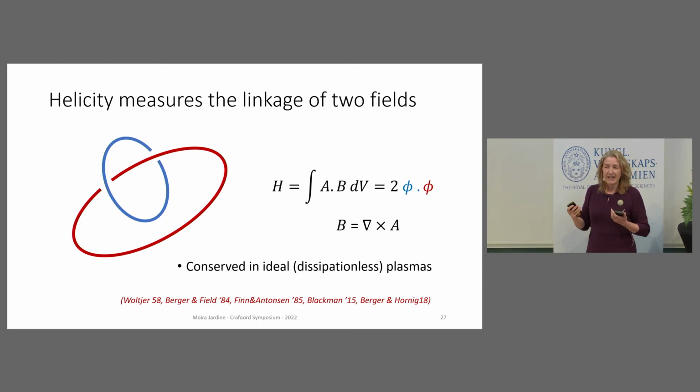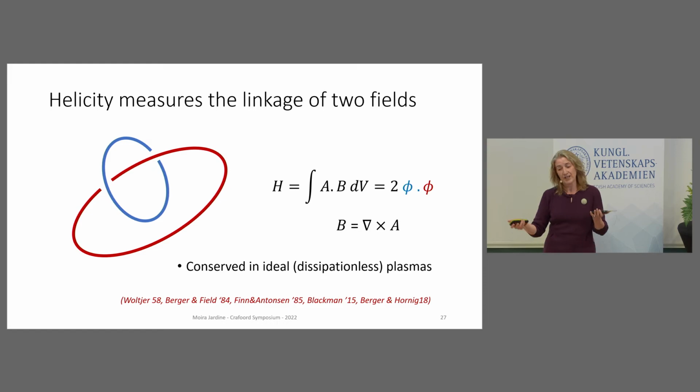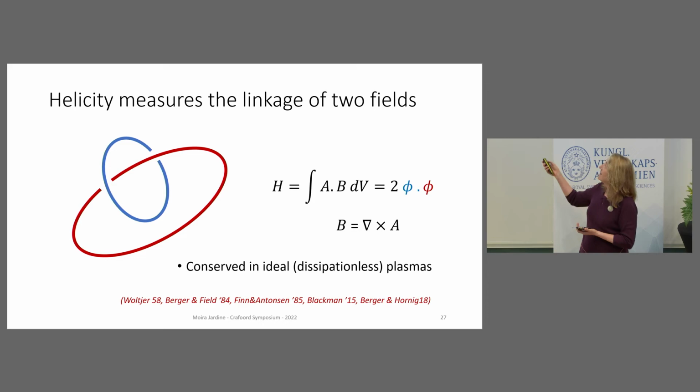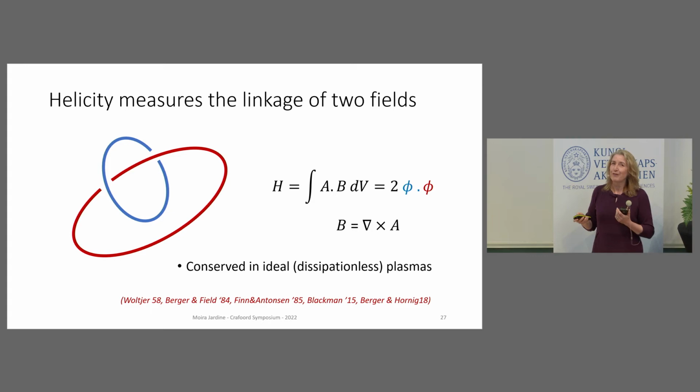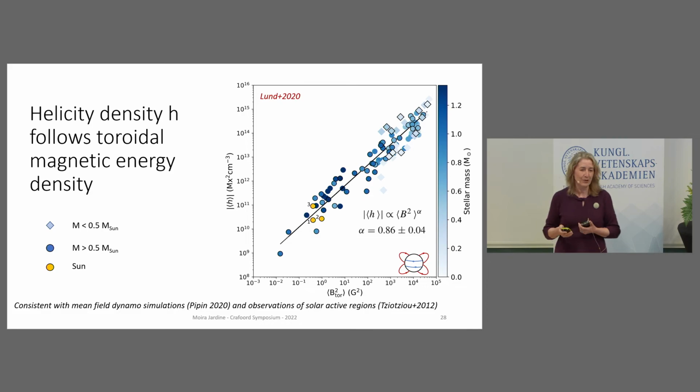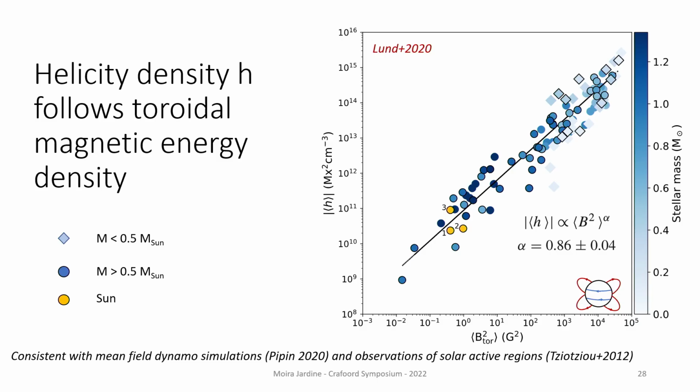It's really difficult to measure observationally, largely because this is a volume integral. And we don't measure the magnetic field, certainly of stars, within the entire coronal volume. We only measure the magnetic fields at the surface. So we can't really get a full handle on the helicity within the corona. But we can calculate this thing, the integrand here, which is called the helicity density. That's something we can map across stellar surfaces. And we find something really strange when we do this. So here's a plot of this helicity density on this axis against essentially the strength of the toroidal field. So you can think of the toroidal field in this little simple cartoon as being the blue field lines here, the ones that wrap around the star.